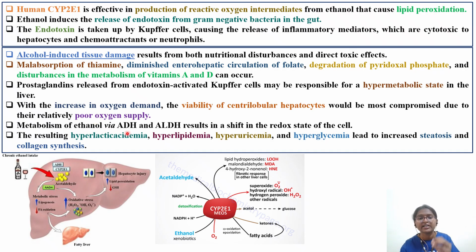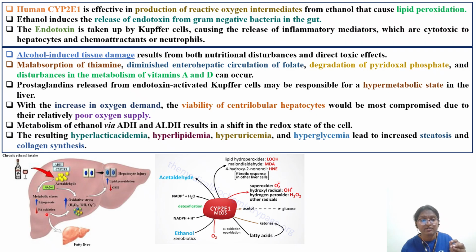Metabolism of ethanol via ADH and ALDH, which we have seen, results in a shift in the redox state of the cell. What is happening? There will be hyperlacticidemia, hyperlipidemia, increased lipid levels, hyperuricemia, and hyperglycemia, increased glucose levels, which will lead to steatosis and collagen synthesis. That's why chronic alcohol consumption will lead to liver cirrhosis. That you have to remember. So stop here and try to read this. What is exactly happening?